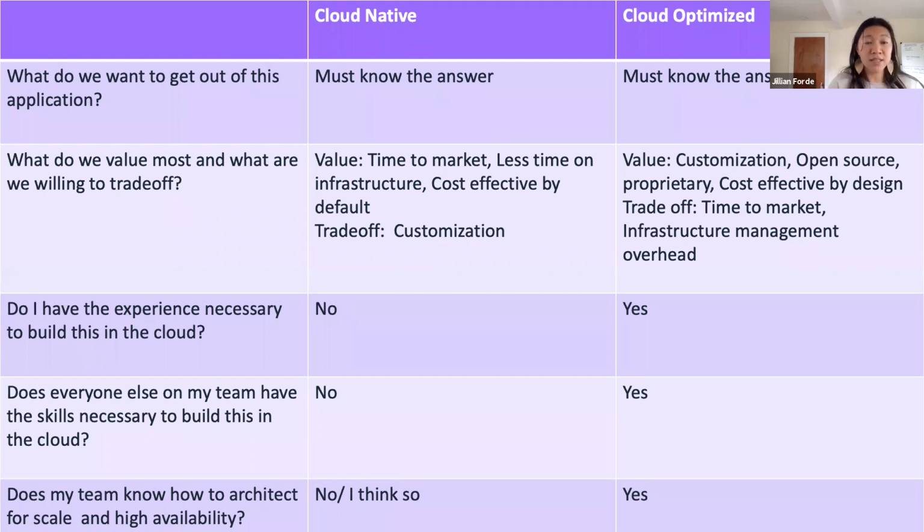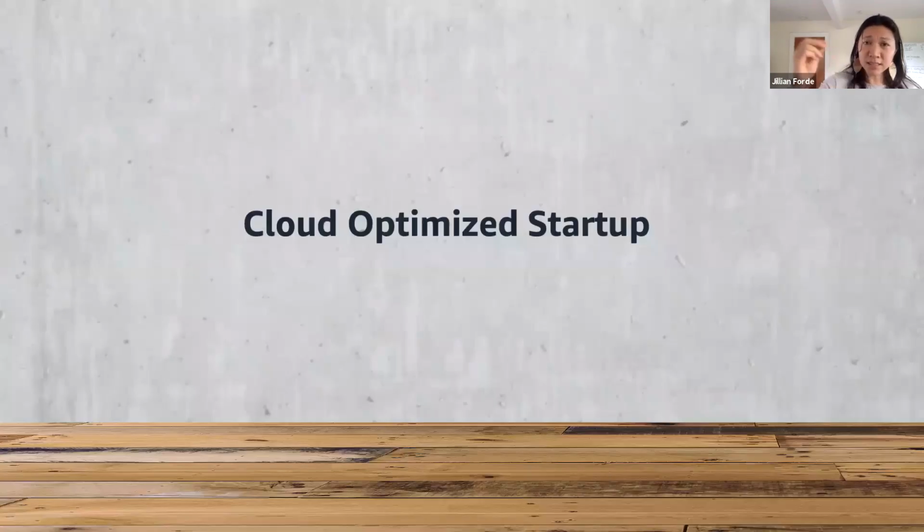Do they know how to architect for high availability? If they don't have AWS experience, they're not sure. That's where cloud native is going to help them be more successful because those best practices are built in. Cloud optimized, if they know how to build for scale and high availability, then they have the option of going cloud optimized and doing it themselves because they know how to do that, or they could go cloud native and just be able to move faster. So let's now go into what these things mean.